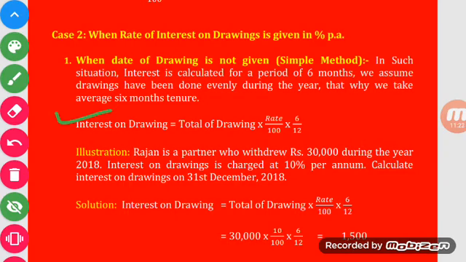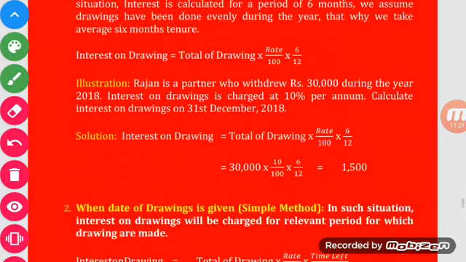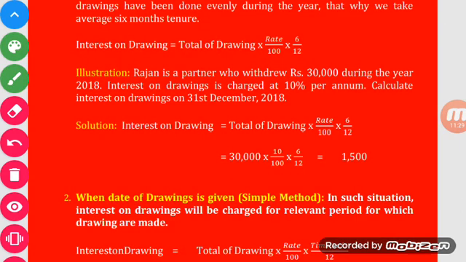Is it clear? Your formula for calculation of interest on drawing: interest on drawing is equal to total of drawings into rate given in the question upon 100 into time period, which will be considered 6 months when the date is not given in the question. So 6 upon 12. Understand with an example. Rajan is a partner who withdrew rupees 30,000 during the year. The date is not mentioned in the question. Interest on drawing is charged at 10% per annum. Calculate interest on drawing on 31st December 2018.